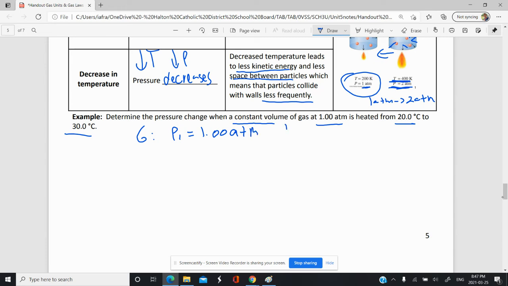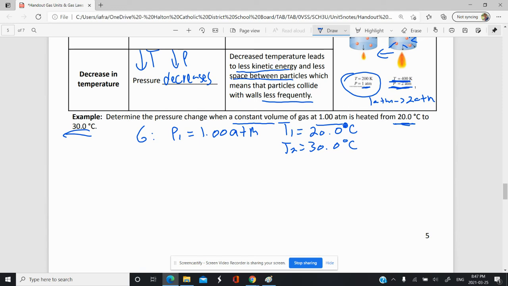And this happens at temperature 1, which is 20.0 degrees Celsius. Now keep in mind, the reason I knew this is temperature 1 is because we're going from 20 to 30. So our new temperature that we're going to is 30.0 degrees Celsius.